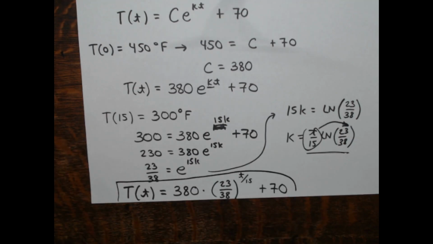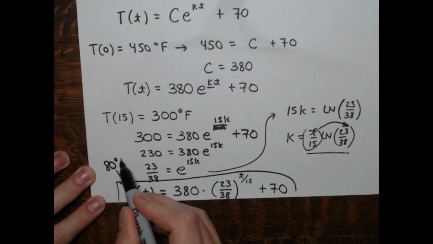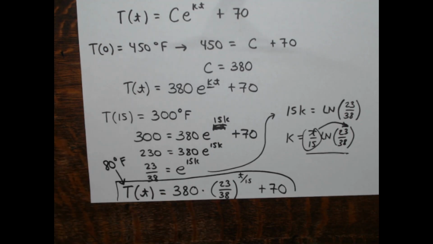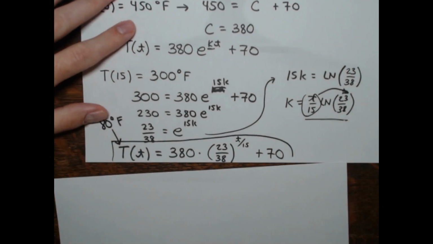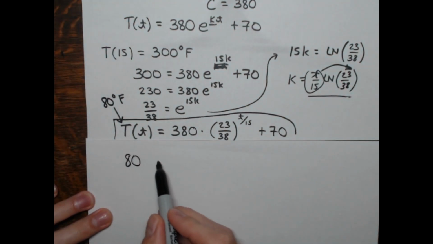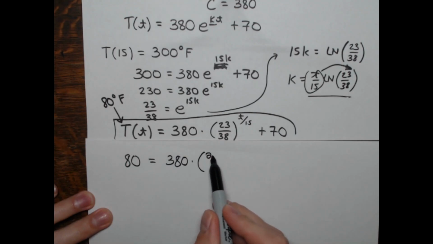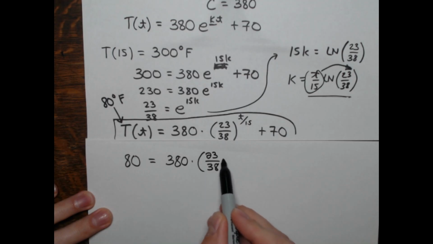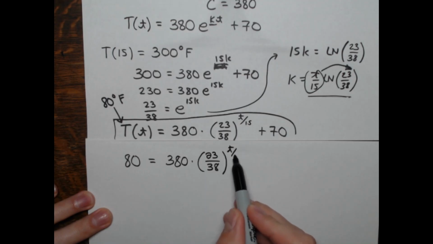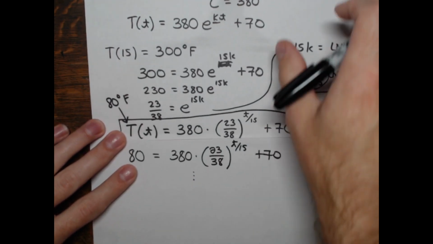Then they asked, how long do we have to wait until the cake is 80 degrees? So I'm putting in 80 degrees Fahrenheit, 80 on the left for capital T, and then we're solving for little t. So I'd have 80 equals 380 times 23/38 to the t over 15 power plus 70. Okay, so again, go back to that other example.